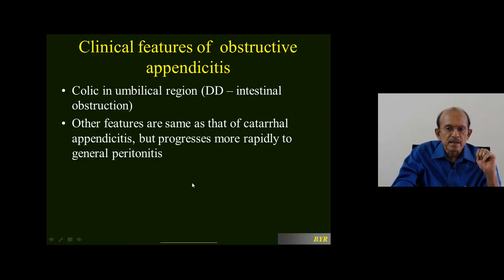The other features are the same as that of catarrhal appendicitis, but it progresses more rapidly to general peritonitis. That means the nausea, the vomiting, the guarding, psoas sign, obturator sign, everything will be there for obstructive appendicitis also. But in catarrhal appendicitis, it takes about 6 to 8 hours for the pain to migrate from the umbilical region to the right iliac fossa. In obstructive appendicitis, it will be a matter of minutes or hours. Within 1 or 2 hours, you will find that the pain has shifted to the right iliac fossa. So there will be rapid progression of the features.